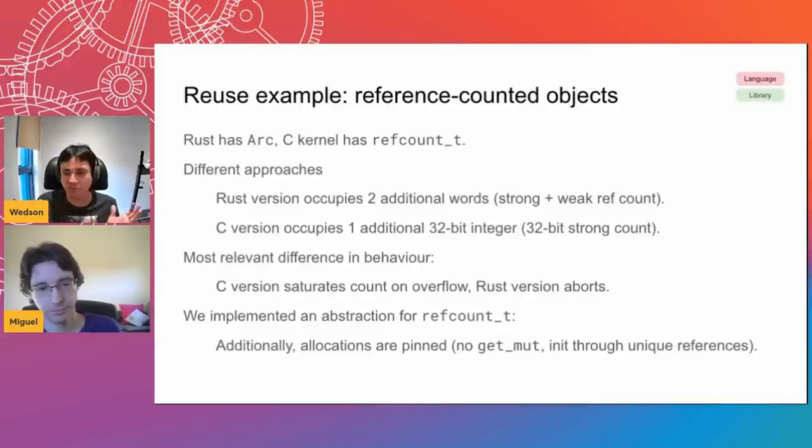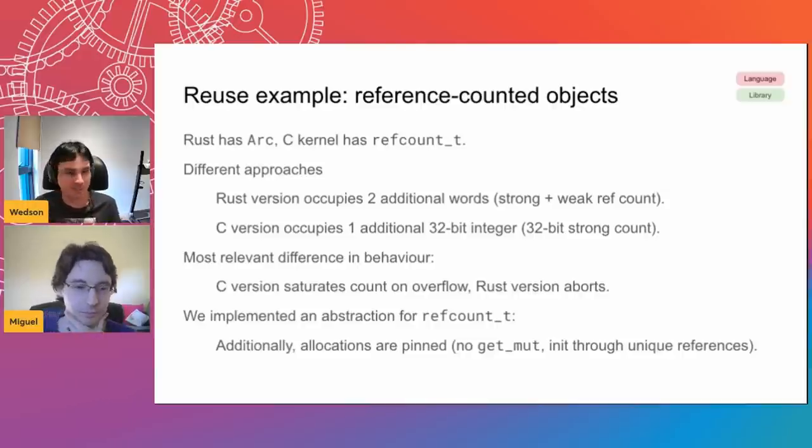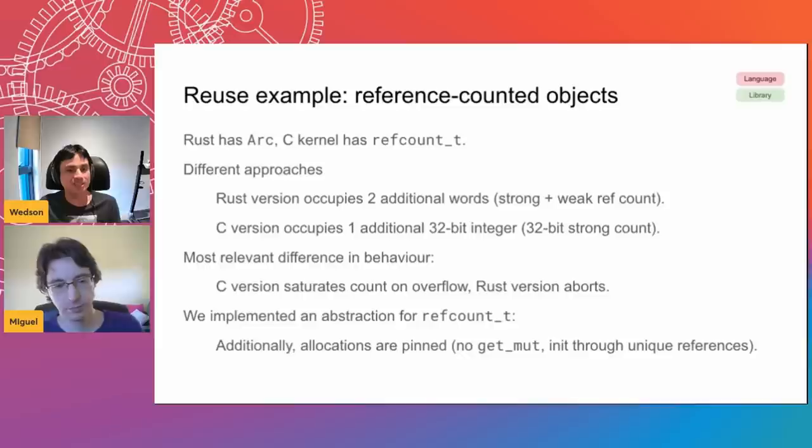Okay, they are slightly different. They both just do reference counting, atomic reference counting, meaning that we use atomics to increment and decrement the refcount so they can happen concurrently. But the implementation is slightly different. The C version has fewer features. It doesn't have weak references, for example. The implementation uses just one 32-bit integer of extra space that needs to be allocated when you allocate an object, whereas the Rust version uses two words. But this is not all that relevant.